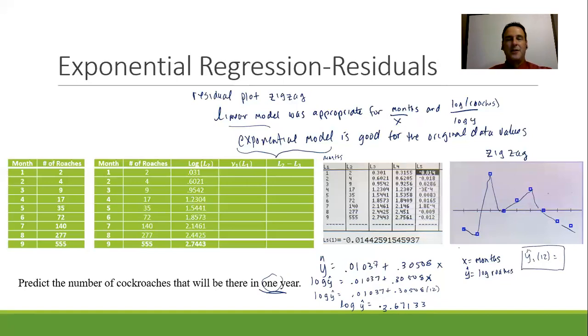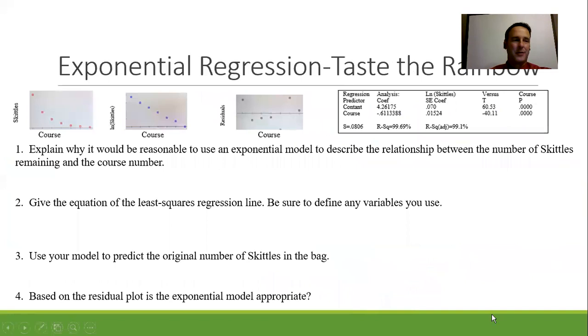Now the last thing is that I just did the log of y hat equals this. After 12 months, I have more than 3.67 roaches in here because we had 555 after 9 months. So how do you get rid of the log here? Well, when it's a log, what you do is you take 10 to this power. So 10 to the log of y hat, and you'll do the same thing here. It's 10 to this number, and that'll tell you the predicted number of roaches.